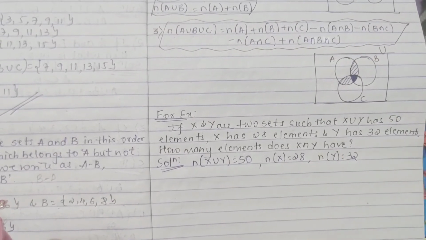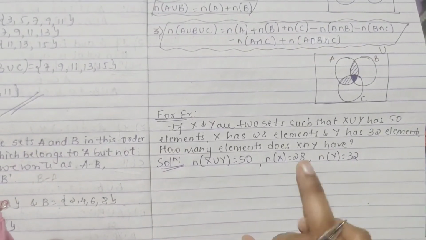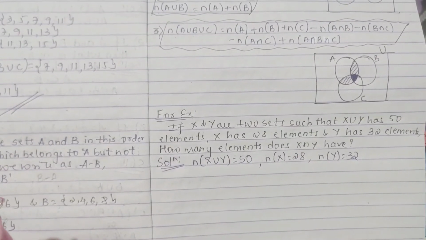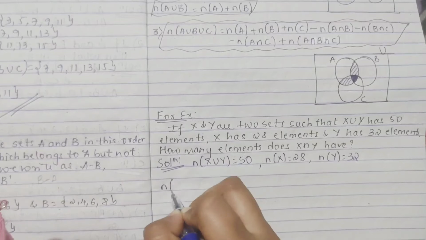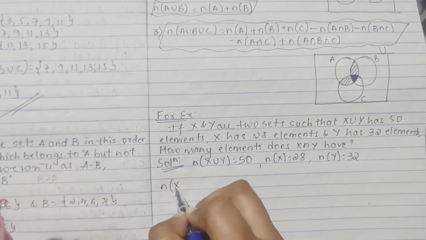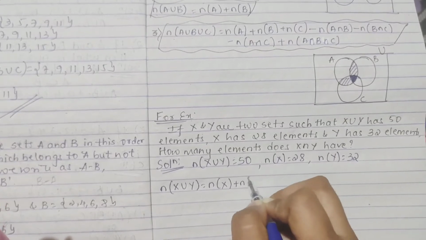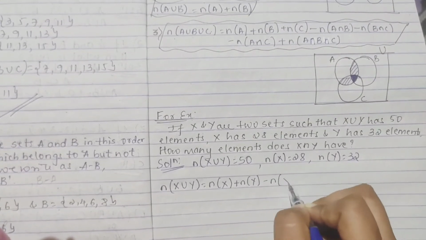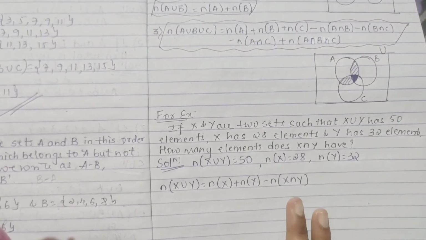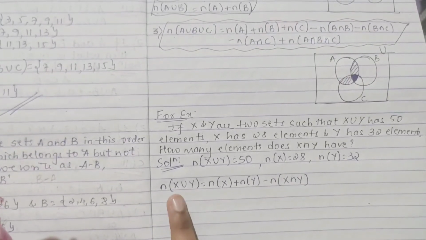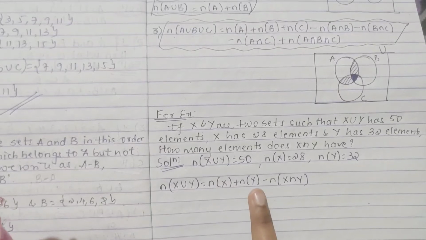So we have got everything. Now we have to find x intersection y. What does our first formula tell? n of x union y is equal to n of x plus n of y minus n of x intersection y. Your formula is in such a way. You have n of x union y, you have x, you have y, and you have to find this.